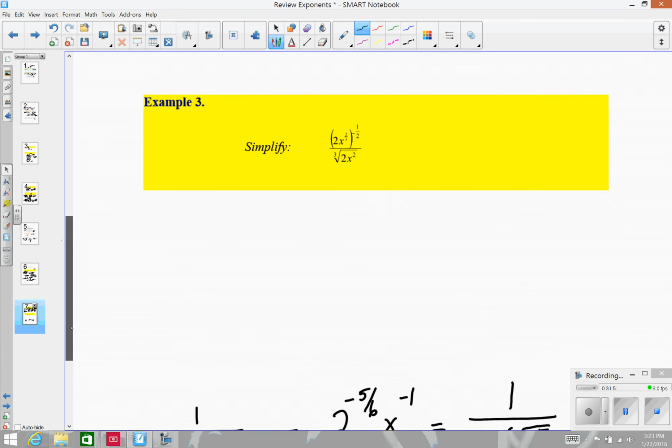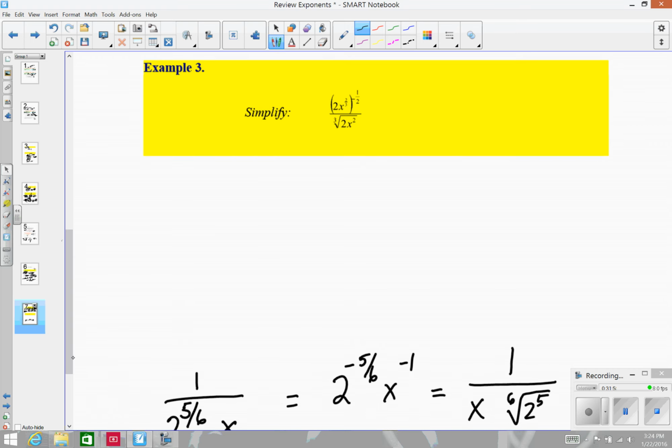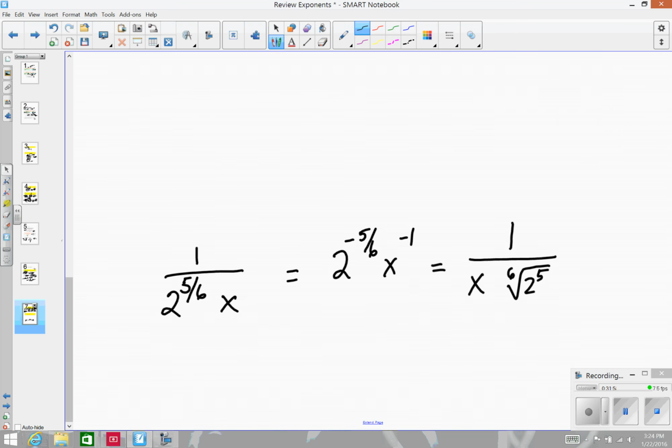See if you can come up with that same answer or show me why that answer is wrong. And we will look at that one on Monday in class.